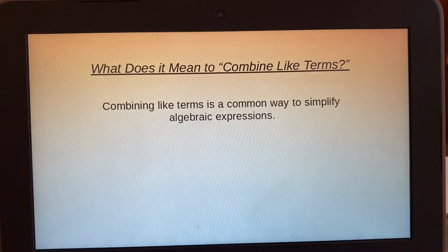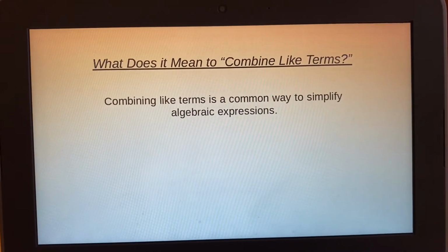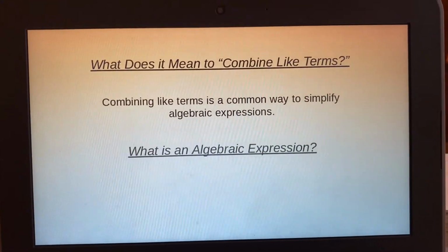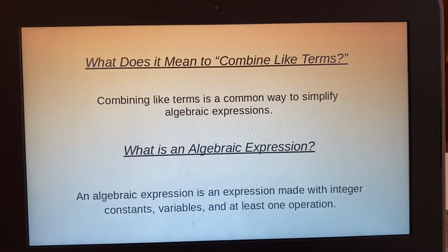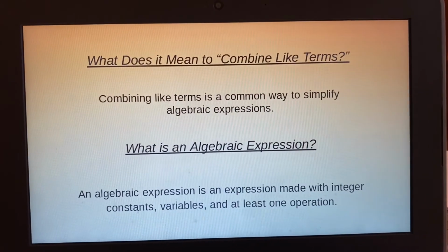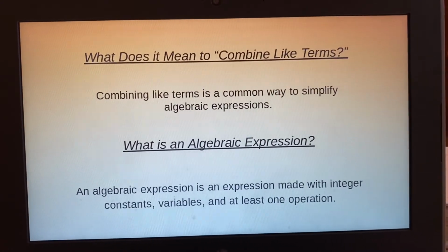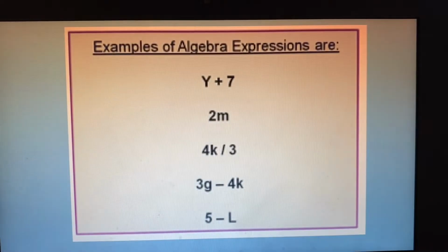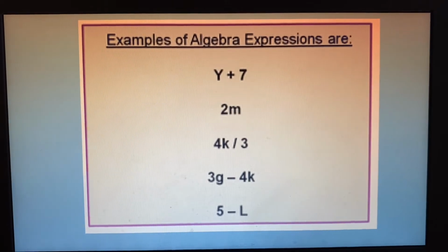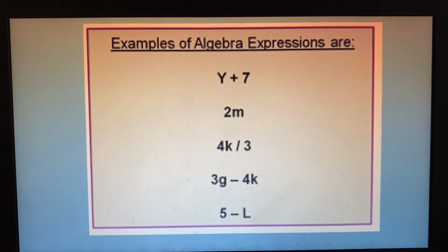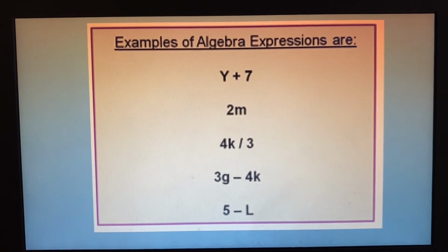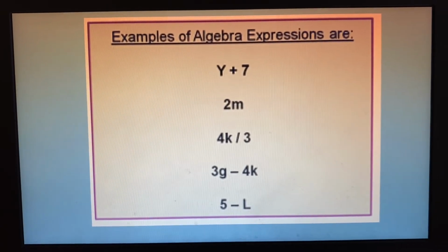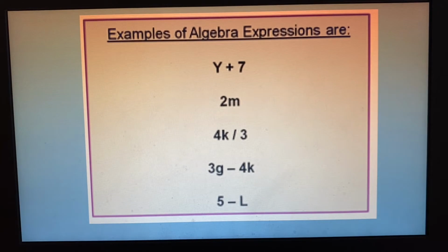Combining like terms is a common way to simplify algebraic expressions. What is an algebraic expression, you might ask? An algebraic expression is an expression made with integer constants, variables, and at least one operation. Some simple examples of algebraic expressions are y plus 7, 2m, 4k divided by 3, 3g minus 4k, and 5 minus l, just to name a few.